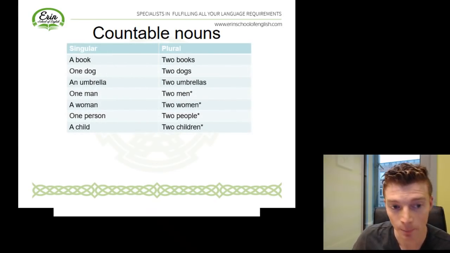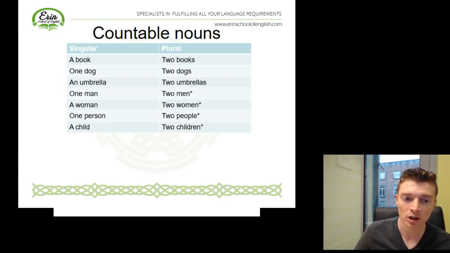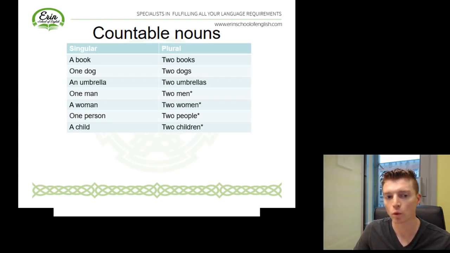So here we can see a book, 2 books, very simple. We just add an s for the plural form. 1 dog, 2 dogs. An umbrella, 2 umbrellas. 1 man, 2 men. Now here we can see this noun is irregular. We do not add an s, and we actually change the word to talk about the plural form. 1 man, 2 men. A woman, 2 women. 1 person, 2 people. A child, 2 children.